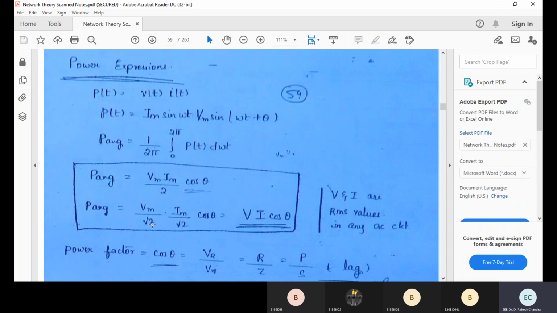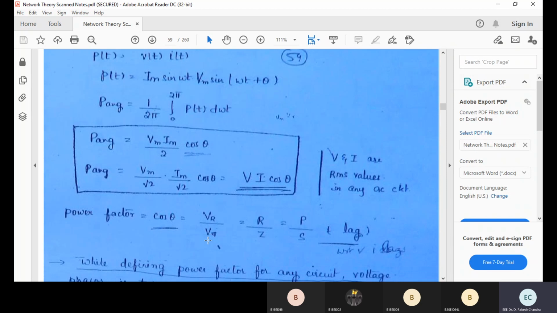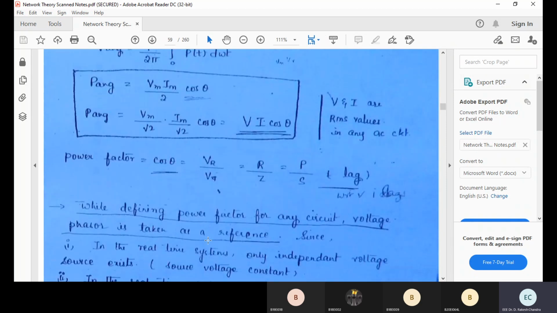Here V is equal to Vm by root 2, and I is equal to Im by root 2. What is the power factor? Power factor is equal to cos theta. Always remember, power factor is equal to cosine of angle between voltage and current, which is also defined as R by Z, or VR by V.